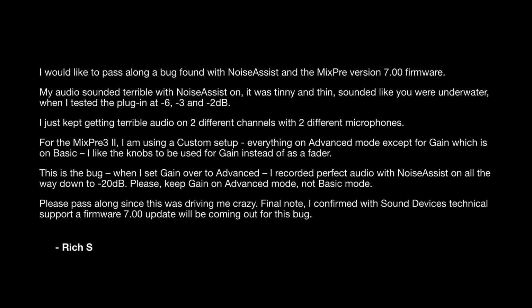My audio sounded terrible with Noise Assist on. It was tinny and thin, sounded like you were underwater when I tested the plugin at -6, -3, and even -2 dB. I just kept getting terrible audio on 2 different channels with 2 different microphones. For the MixPre 3.2, I'm using a custom setup. Everything's on advanced mode except for gain, which is on basic. I like the knobs to be used for gain instead of as a fader. This is the bug. When I set gain over to advanced, I recorded perfect audio with Noise Assist on all the way down to -20 dB.